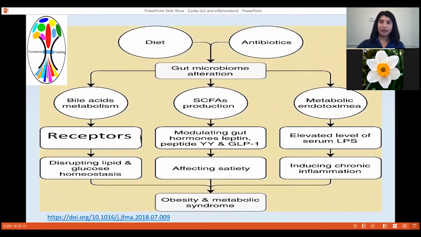The second pathway through which gut bacteria cause obesity is by affecting satiety. What is satiety? Satiety is the feeling of fullness. The bacteria can control when we feel full. So you have one individual who has one plate of food and feels full, and there is another individual who needs 5 plates of food to feel full.